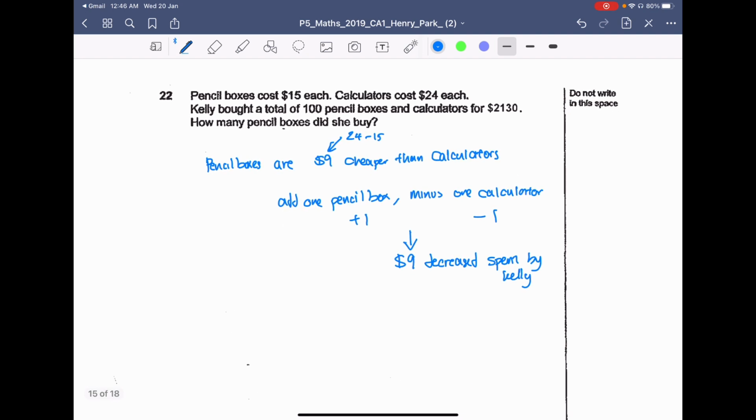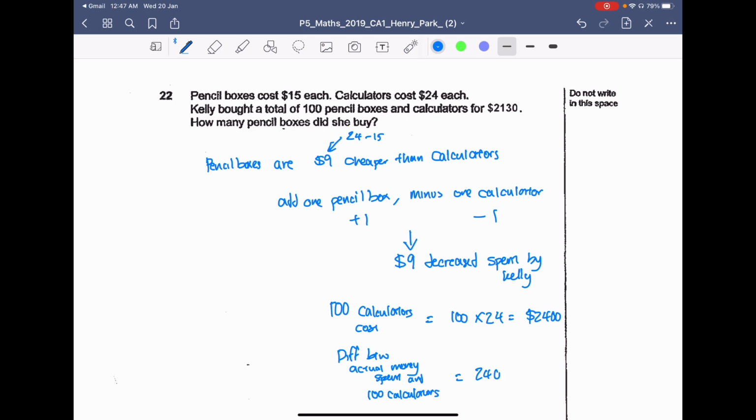So we can just assume, or we find out what is the cost of 100 calculators, which is 100 times 24, $2,400. The difference between the actual money spent and 100 calculators equals 2,400 minus 2,130, which gives you $270.